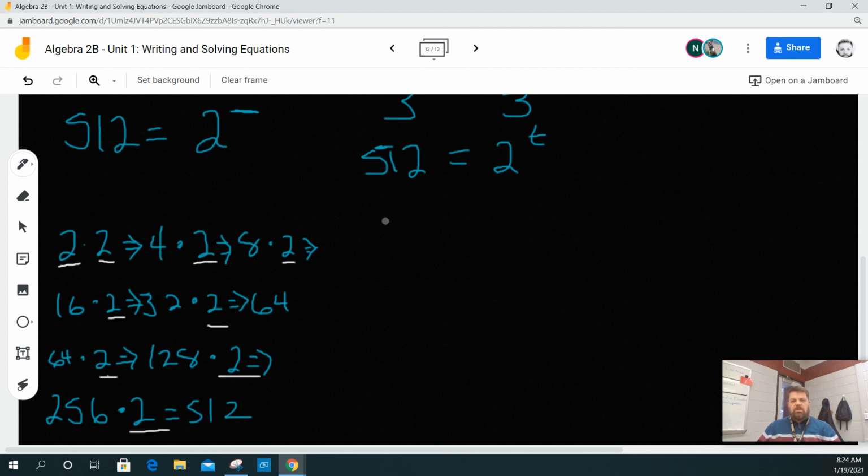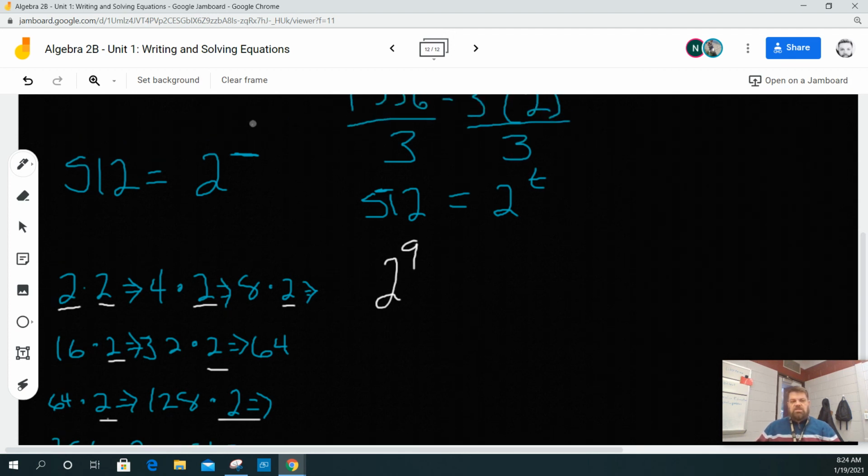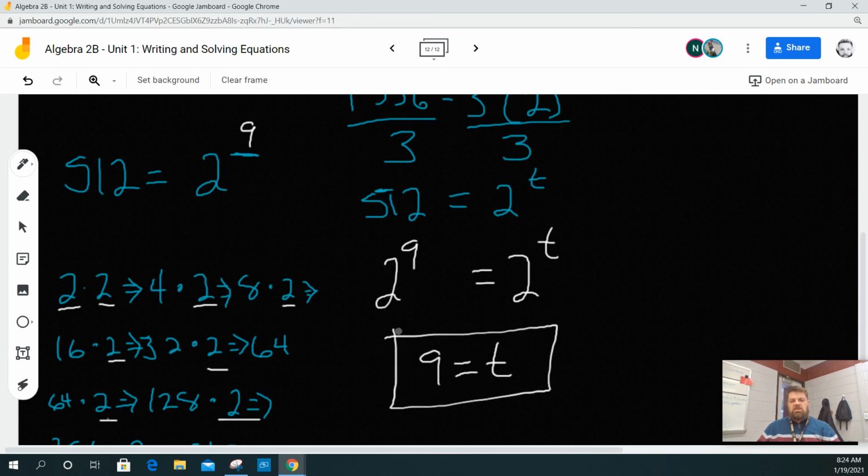So this can be written as 2 to the 9th, right? Because 512 is really 2 raised to the 9th power. Well, in order for those to be equal, 9 has to equal t. So it'd be 9 months when she would have enough money.